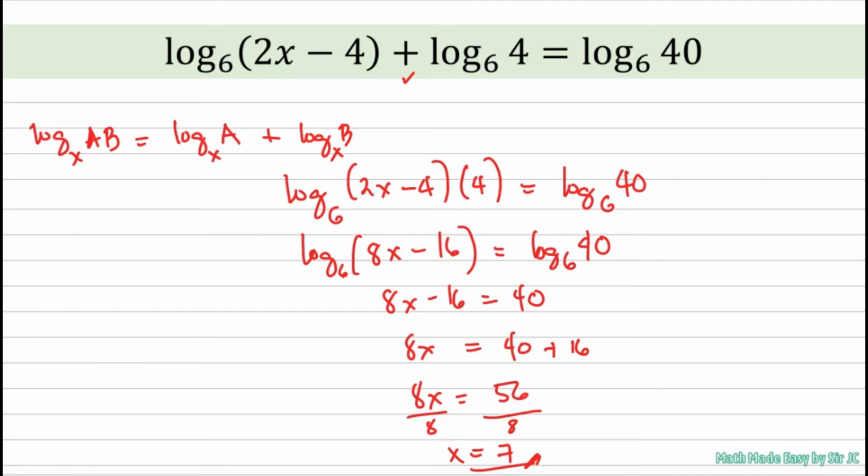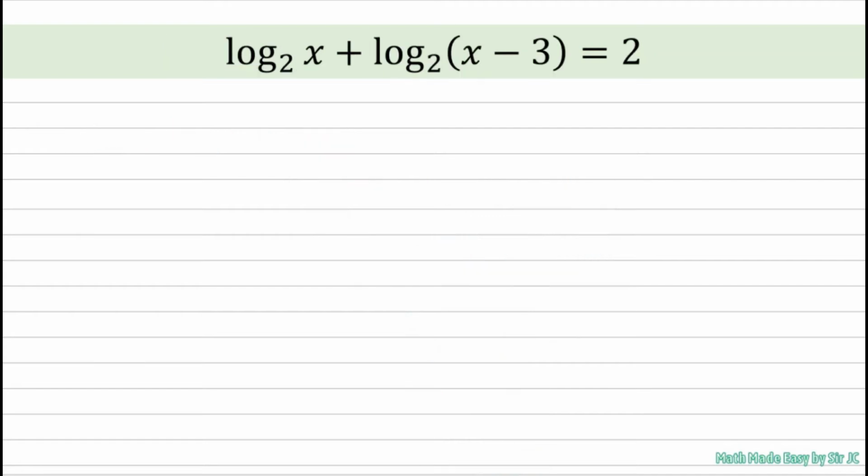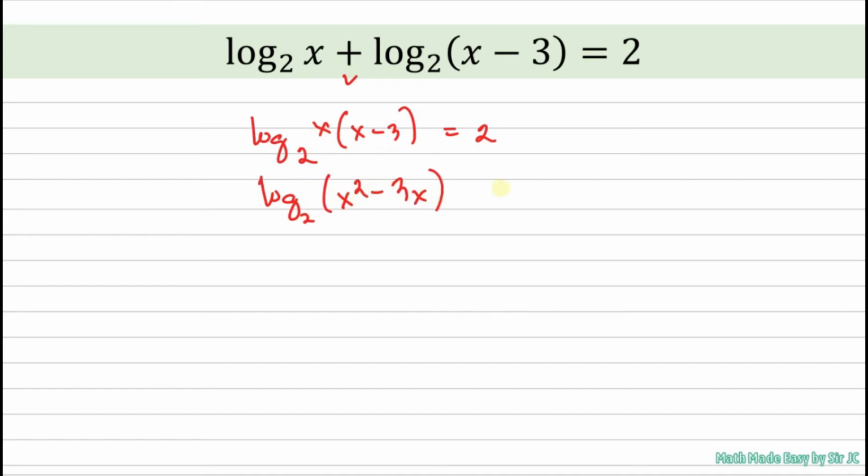Okay, another example. How about logarithm of x with the base of 2 plus logarithm of quantity x minus 3 with the base of 2 equals 2. So in here, we can use also the logarithm of product. We have logarithm of x times x minus 3 with the base of 2 equals 2. So you just multiply x and x minus 3 because we have addition. And then we have to simplify first. We have x times x, x squared, x times negative 3, negative 3x equals 2.